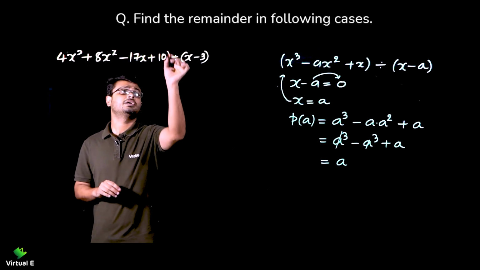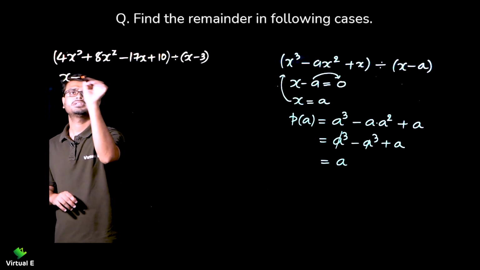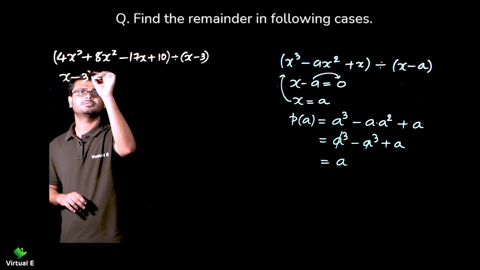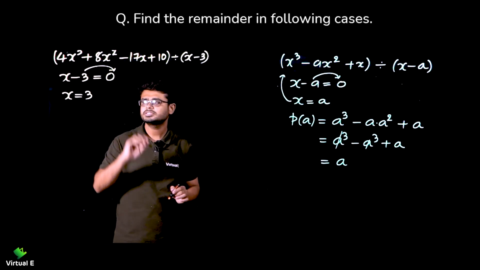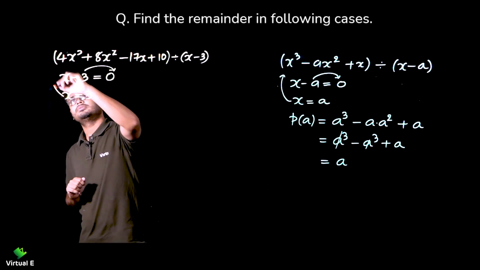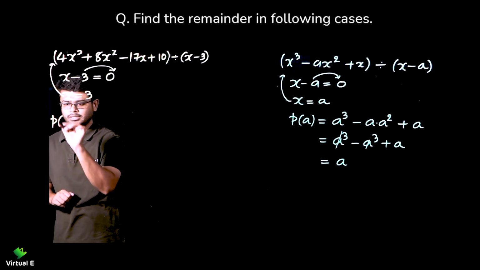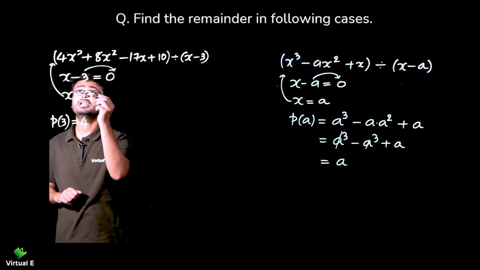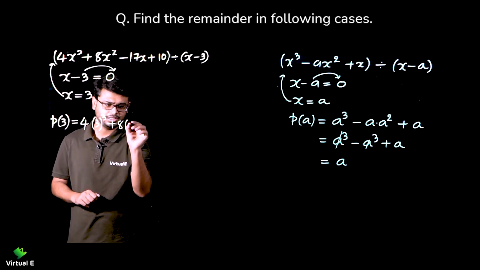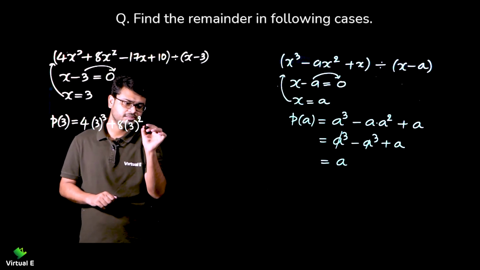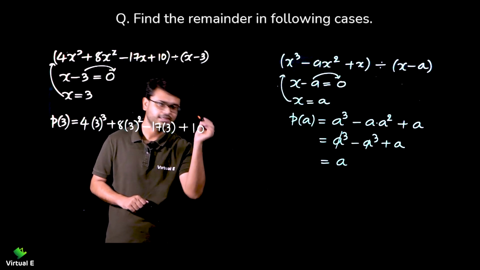So these are the two polynomials over here, right? Let's start with the divisor, equate to 0. x minus 3 is equal to 0. Let's shift over there. So x is equal to 3. This is the value of x we are going to substitute into the polynomial. So let's start with that. p(3). So we can write 4 into x cube, so 3 cube, then plus 8 into 3 square, then minus 17 into 3 and plus 10 it is.